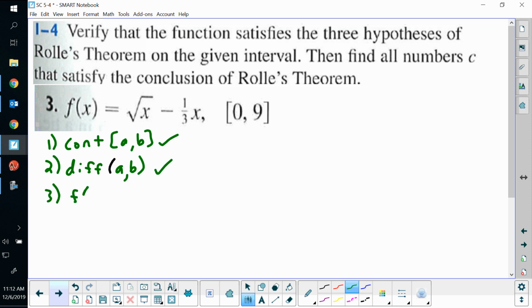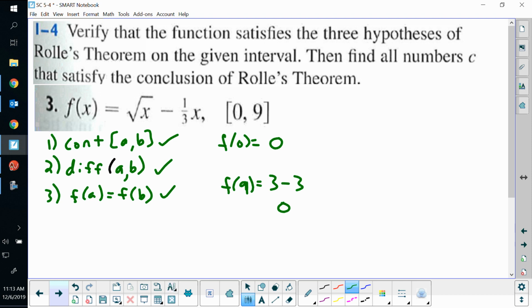And then lastly, we want to know, is f of a equal to f of b? So we can do that off to the side. If we sub in 0, we'll just get 0 in both spots. If we sub in 9, we're going to get 3 for the square root. 1/3 of 9 is also 3, so 3 minus 3 gives us 0. So that does check out, that f of a equals f of b.